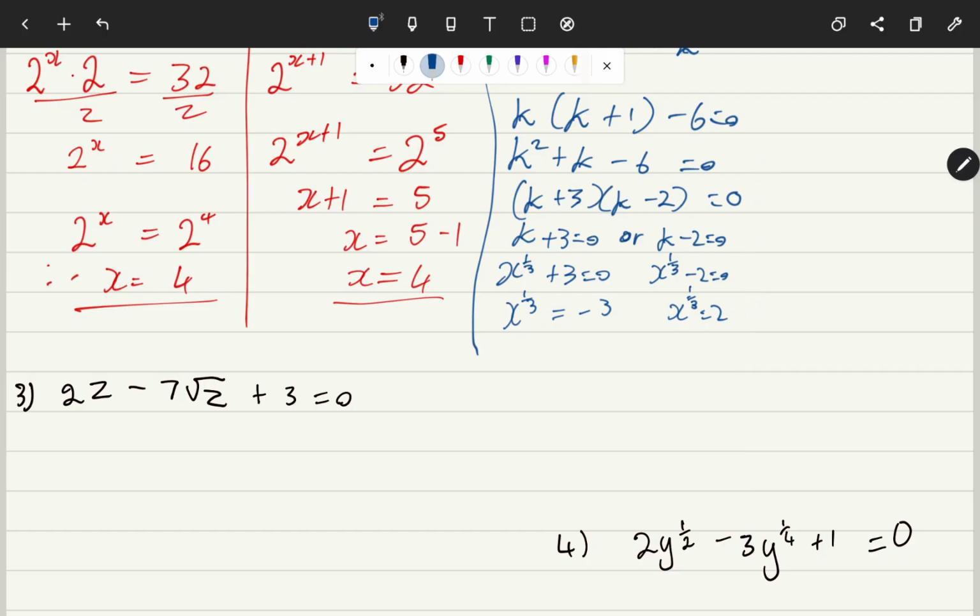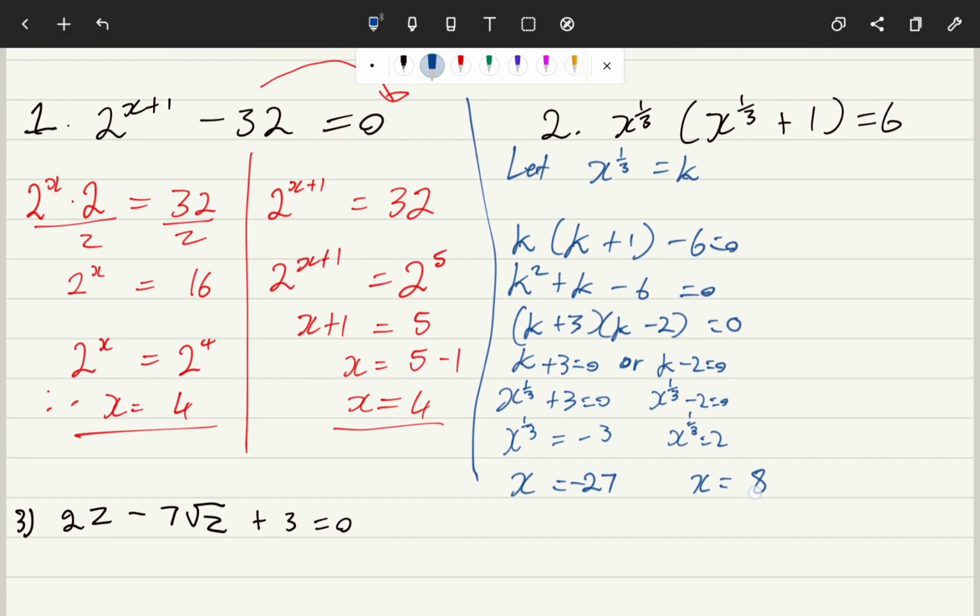you can just raise both sides to the power of 3, multiplying your exponents by 3. Then you're going to have x is equal to negative 27, which is negative 3 to the power of 3, right? And you do the same thing here. You have your x is equal to 8. That has to be the answer.